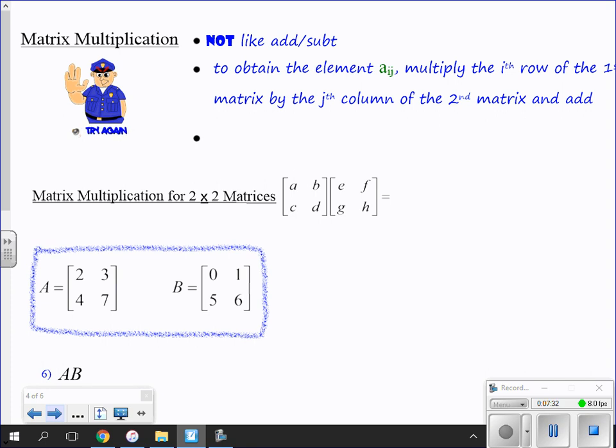Okay? And it is very important what the size is. In order to be able to multiply two matrices, they do not need to be the same size. However, the columns in the first matrix have to equal the rows of the second matrix.